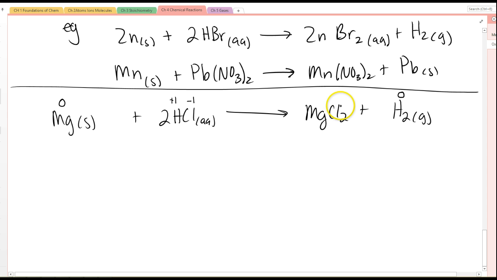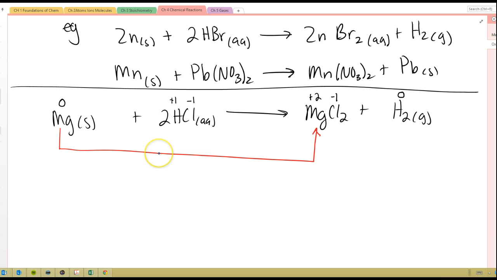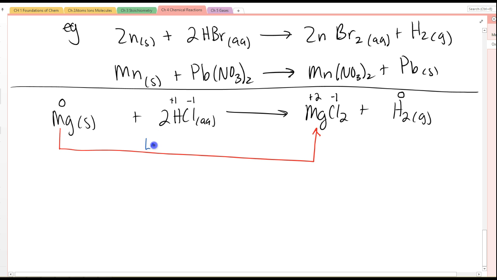Magnesium, this is a monatomic ion. It's the magnesium 2+ ion, so we're going to give it a +2. Chlorine is a -1. And now we can look at who has lost and gained electrons. So let's look first at magnesium. Magnesium has gone from a 0 oxidation state to a +2 oxidation state. To go from 0 to +2, we have to lose electrons. Losing electrons equals oxidation. Magnesium was oxidized in this case.